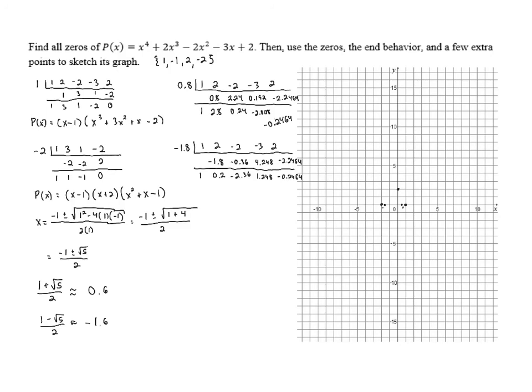And so our graph in the middle is going to be doing something like this. And we know it's going up in both directions for our end behavior. And so our graph should look something like this. This is p of x equals x to the 4th plus 2x cubed minus 2x squared minus 3x plus 2. And there we go.